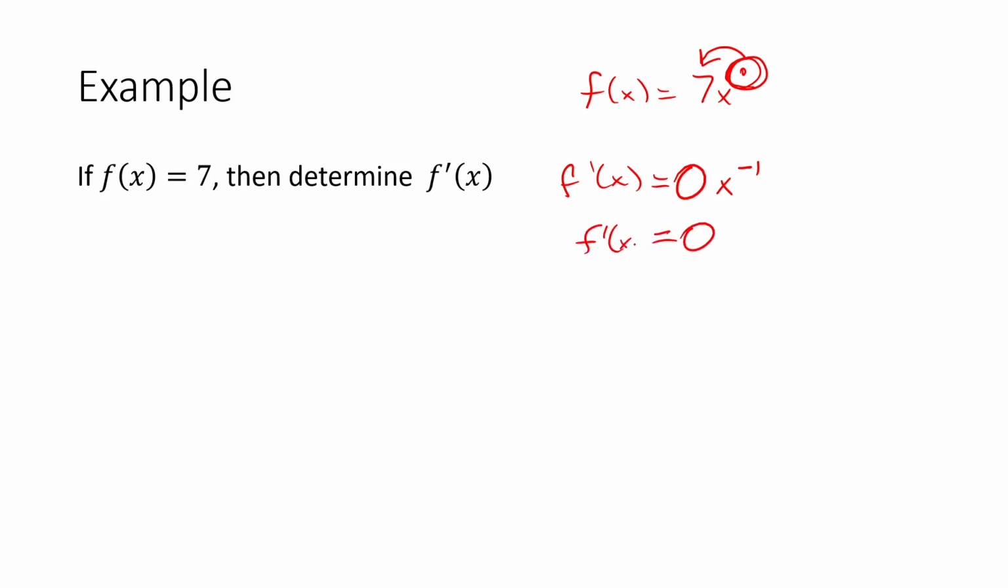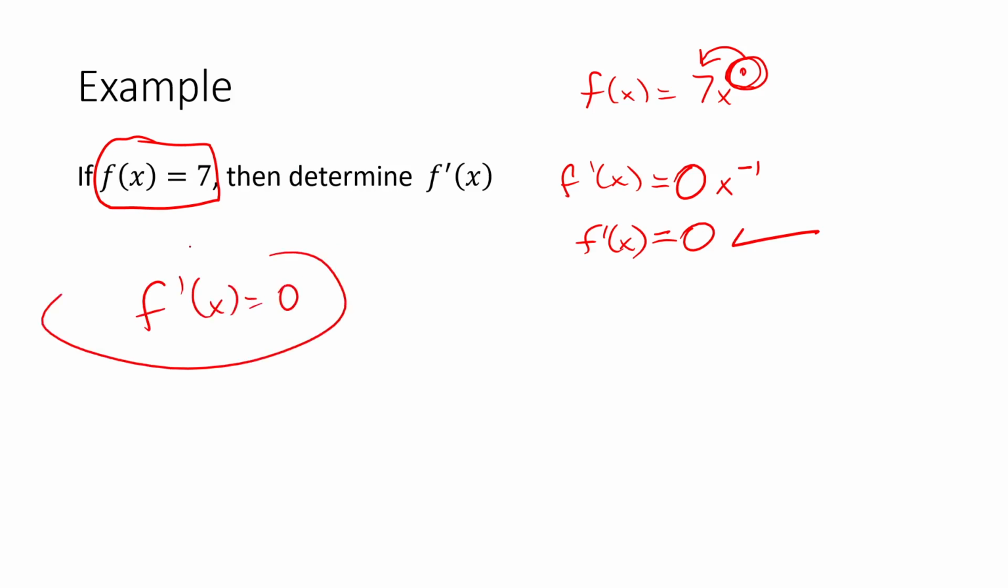And there's a lesson to be learned here, which is that anytime you have a constant function, where it's just equal to an unchanging value, the derivative of that constant function will always equal 0. So if you get this question, f of x equals 7, what's f prime of x? The answer is simply 0.